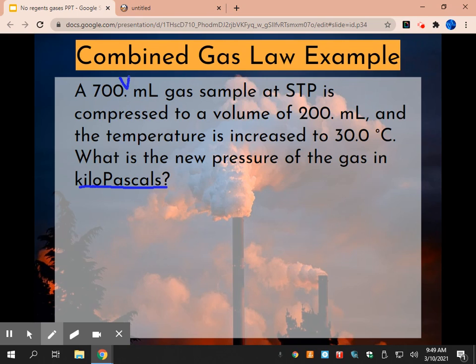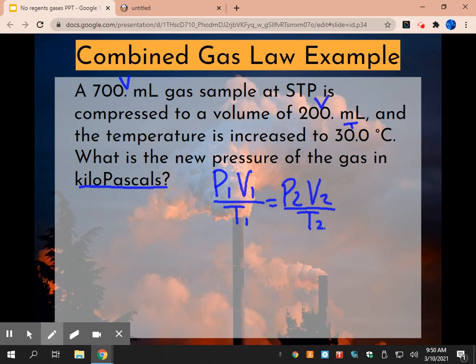70 milliliters is a volume. 200 milliliters is a new volume. 30 degrees Celsius is a temperature. What is the new pressure of a gas? Well, we're working with the combined gas law, which is P1 V1 divided by T1 is equal to P2 V2 divided by T2. But I only have 2 volumes and a temperature.